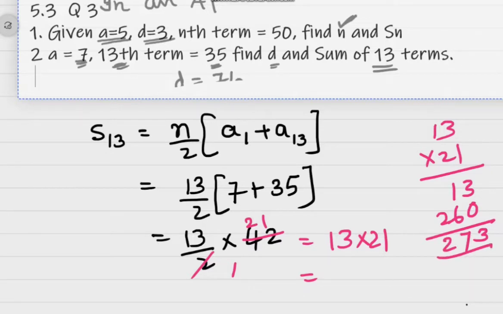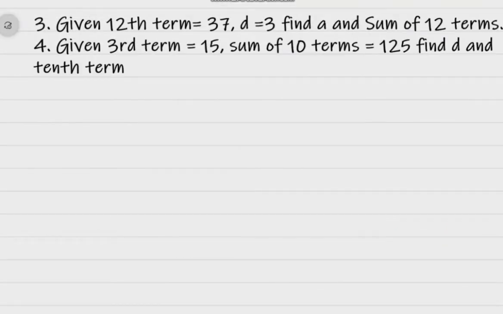That means your final answer is 273. So the sum of 13 terms is nothing but 273. Let's see question number 3.